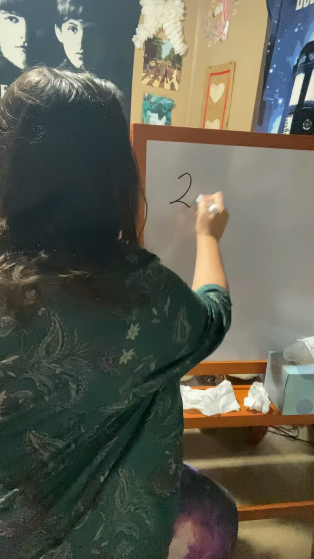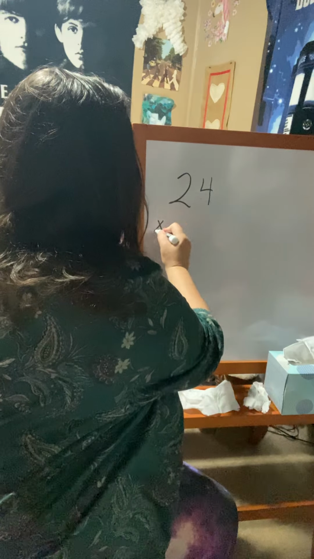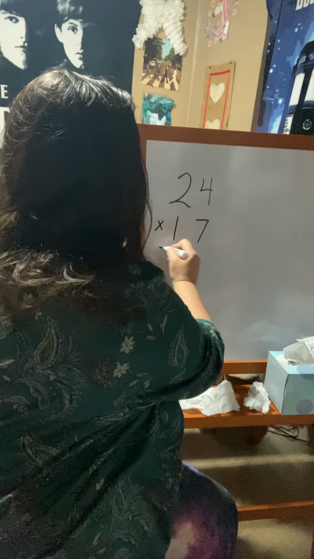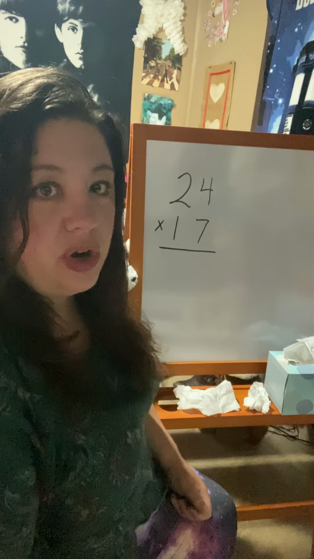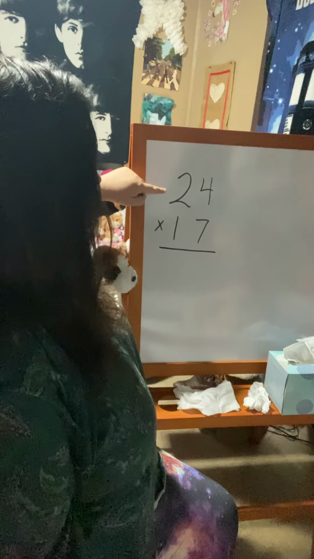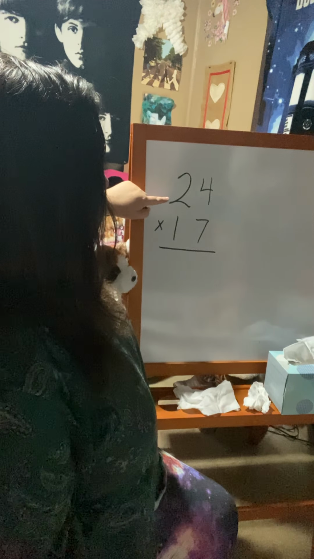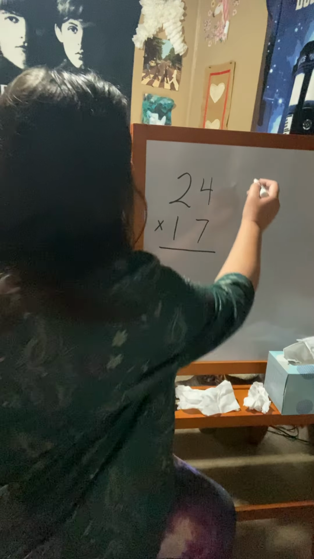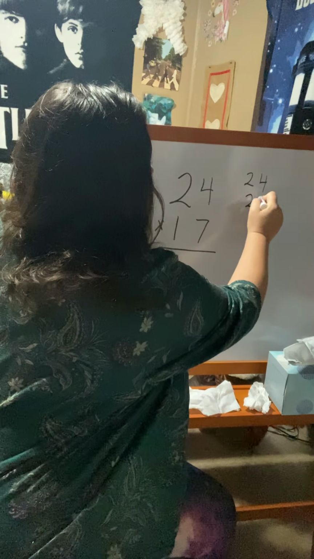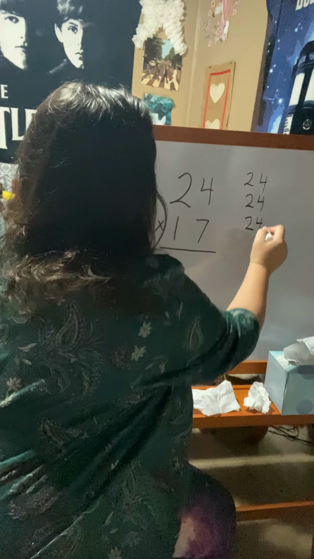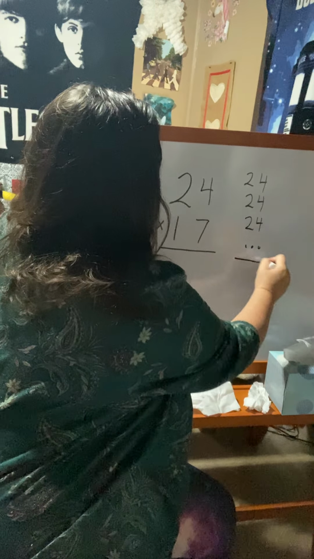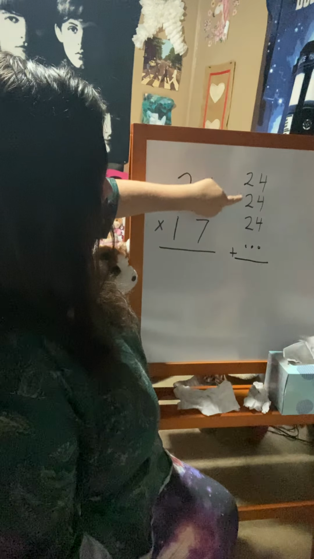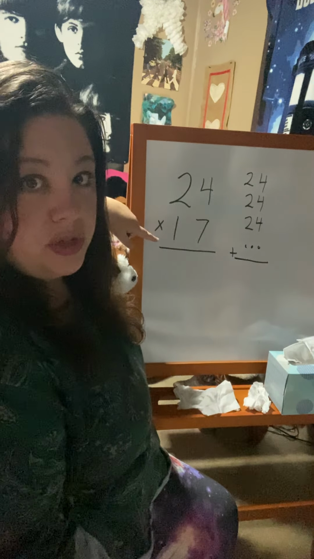The second problem says 24 times 17. We're multiplying. When you're multiplying two numbers, you're always going to get a bigger number than the numbers that you started off with. You're seeing how many groups. If you added 24 17 whole times, what would the answer be? It would be really hard to do a long problem like that and add 24 17 times. So that's why we do multiplication.